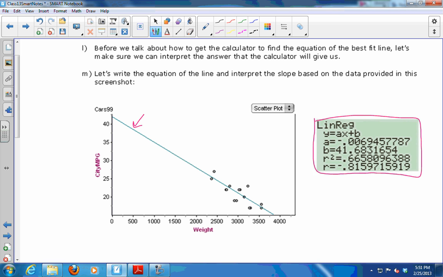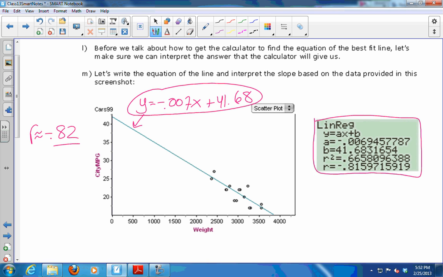So the equation of this line is y equals negative 0.007x plus 41.68, rounded a little bit. And then it also gives you an r squared value and an r value. R would be about negative 0.82. So your calculator can give you everything you need to know about the best fit line. It gives you the equation, and it tells you how well it fits by giving you the R value.